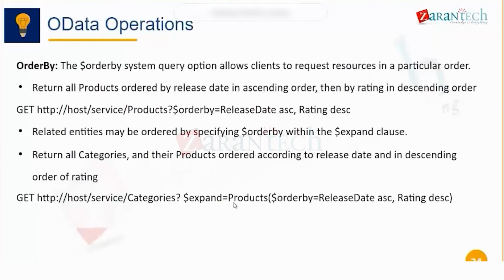For example, here, return all categories and their products ordered according to the release date and in descending order. So you can use the expand. Expand is a sub entity within the categories. So categories is the main service and the main service entity, and within that you have products. And within the products, you want to order those products based on the release date and rating description, and that you can display for the categories.